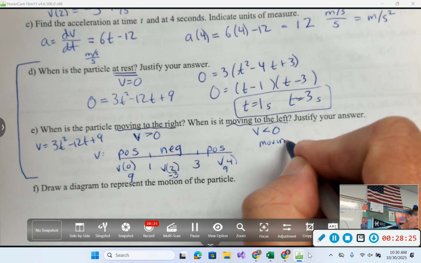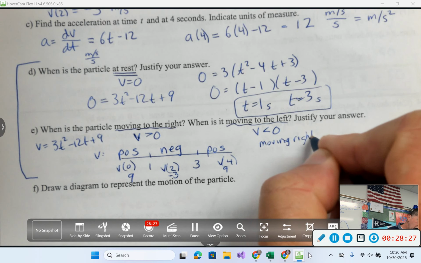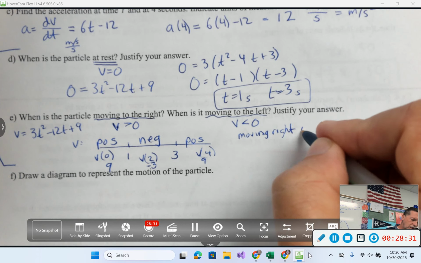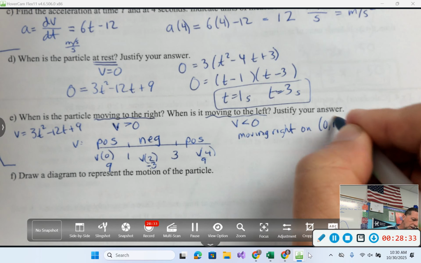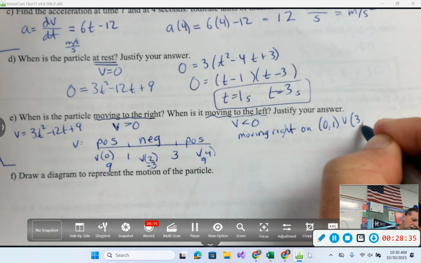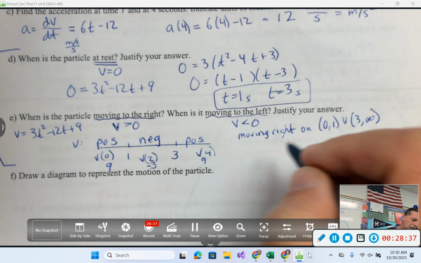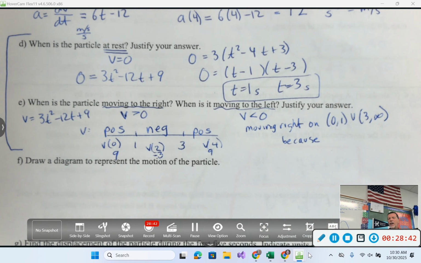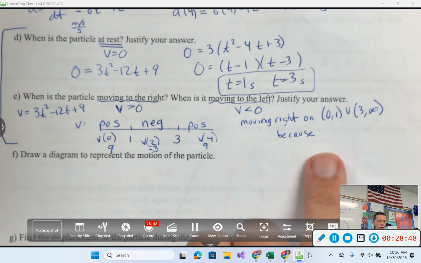Okay, so we're moving right. We need to answer our question fully, completely, and justified. Moving right on 0 to 1 and 3 to infinity, because we've kind of already answered this, but we want to put it in our final answer statement to make sure that the grader, me, sees it and knows what you're talking about.